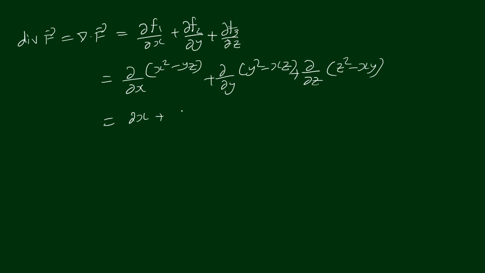Here the partial derivative of y square with respect to y is 2y. The remaining thing will become 0. So here we'll get 2z. So in other words, 2 into x plus y plus z. So this is the divergence.